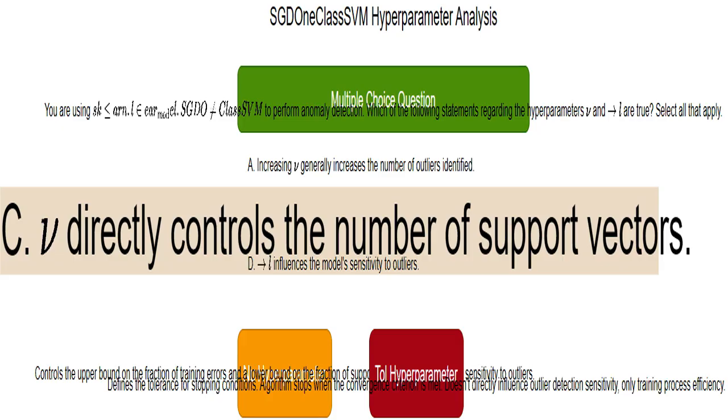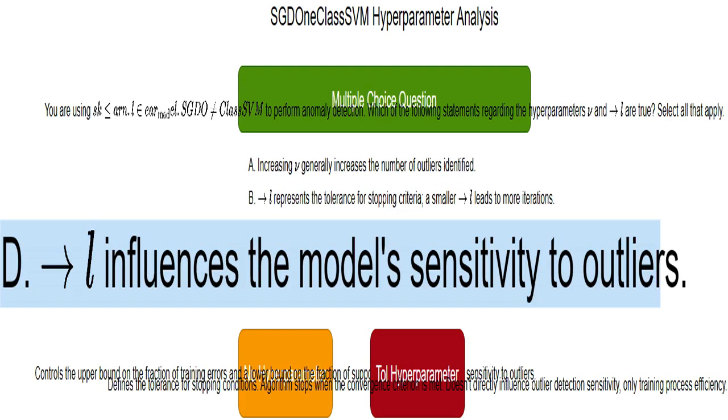This statement is incorrect. NU doesn't directly determine the number of support vectors. It only influences it indirectly by affecting the model's margin and the number of outliers considered. This is incorrect. The TOL parameter affects the training process, the number of iterations, not the model's sensitivity to outliers. That is controlled by NU.